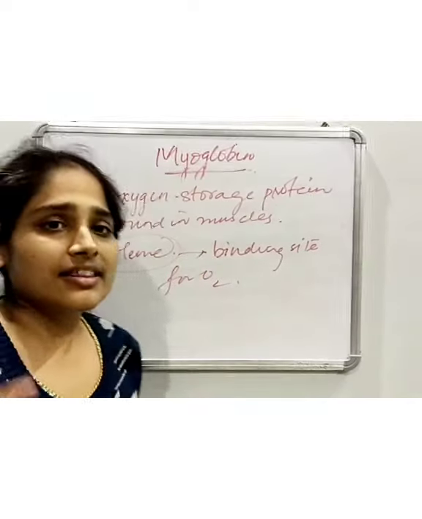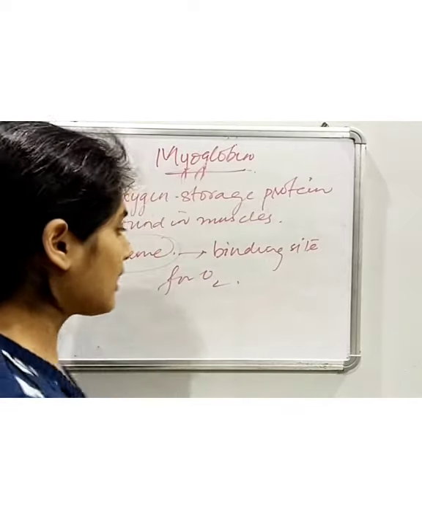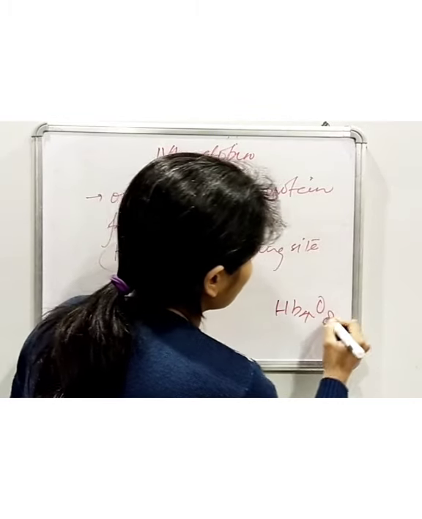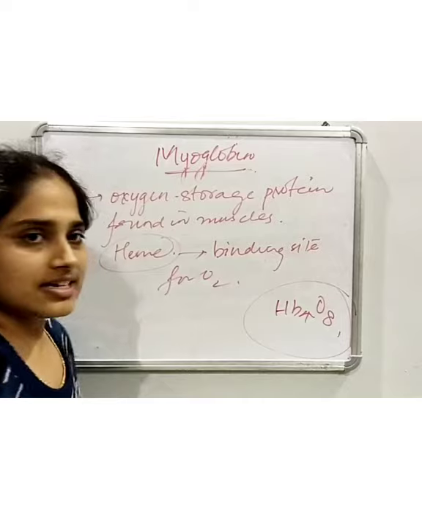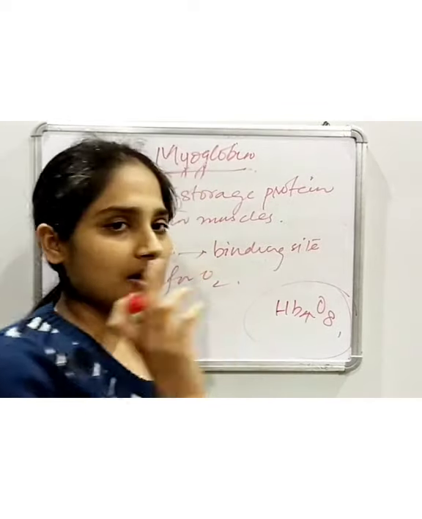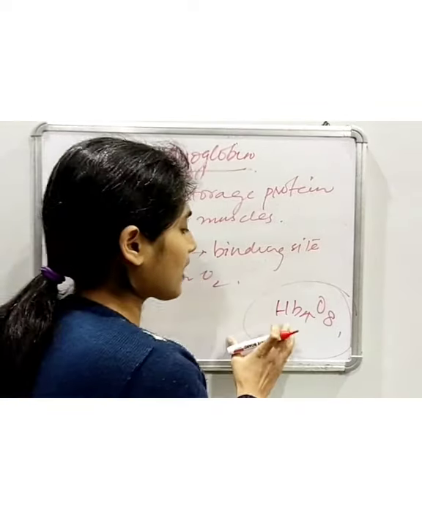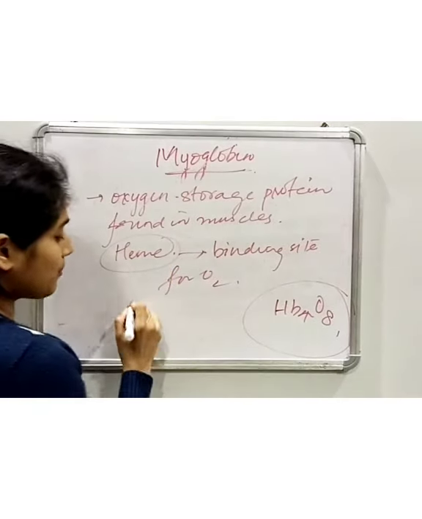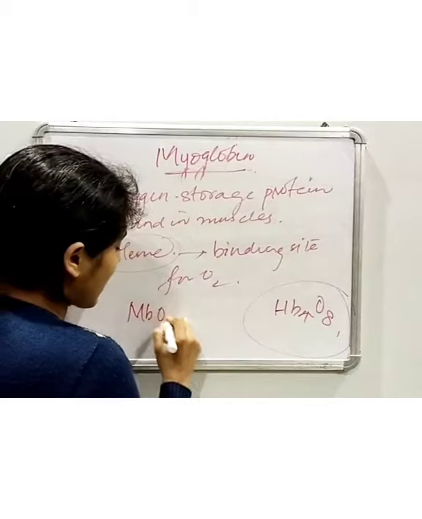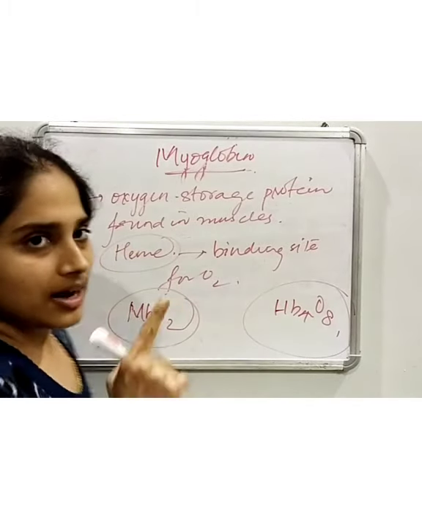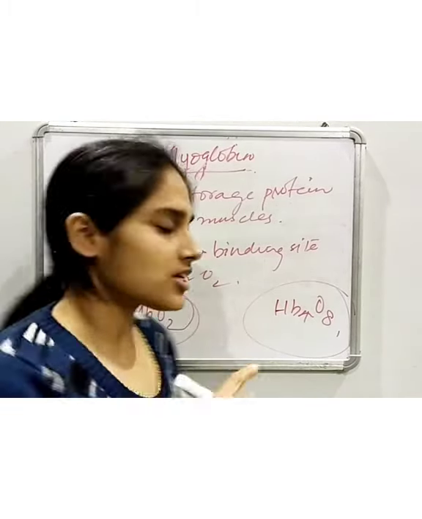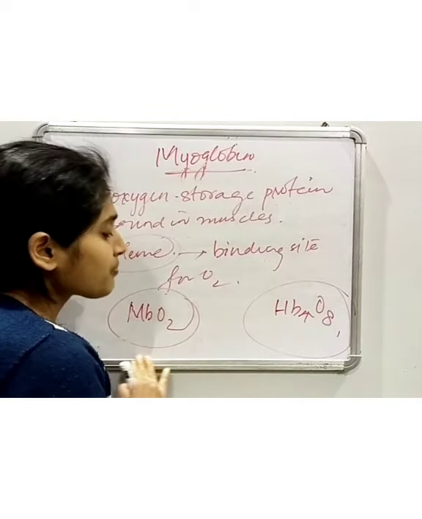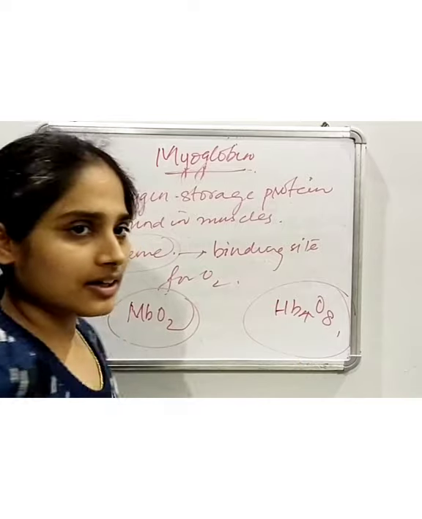Okay, then the other difference is that hemoglobin transports oxygen in the form of Hb4O8. So one globular hemoglobin carries 4 molecules of oxygen, whereas in myoglobin, only one molecule of oxygen binds. So we'll discuss the binding between myoglobin and oxygen.